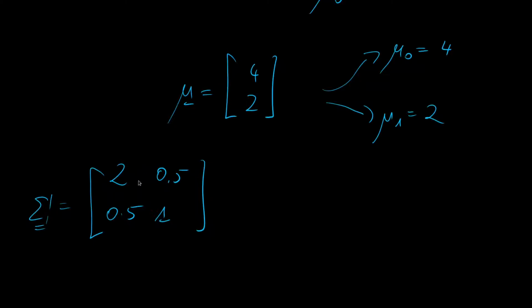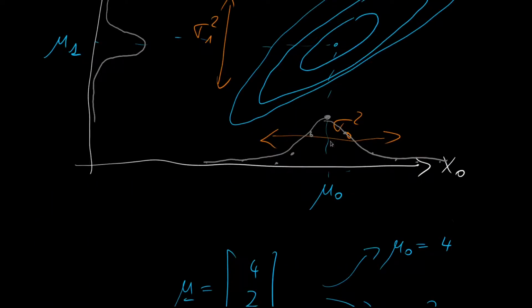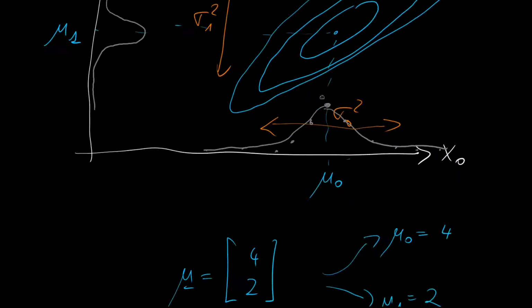Then let's extract the submatrices from our covariance matrix. And of course, in this case, we don't have submatrices since these are just scalar values. And we can extract the following. So we have a sigma 0 squared of 2, so a variance in 0 of 2. And we have a variance in 1, which is 1. And this then also hopefully coincides with a wider Gaussian in x0 and a more narrow Gaussian in x1.